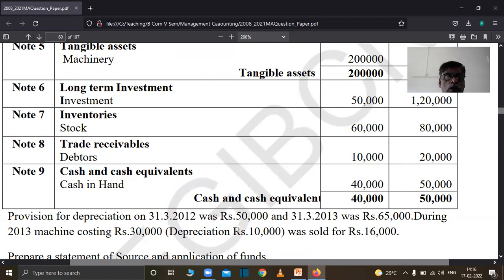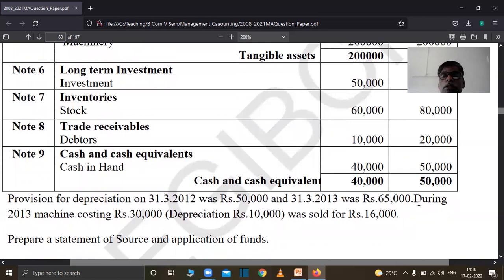Okay. In this way you have to prepare the account, and you have to prepare the provision for depreciation account to find out the depreciation. Okay, only one adjustment is here, but it is very complicated. You see the solution.